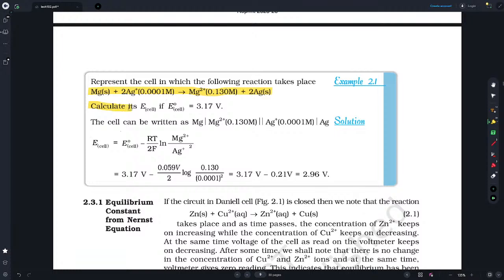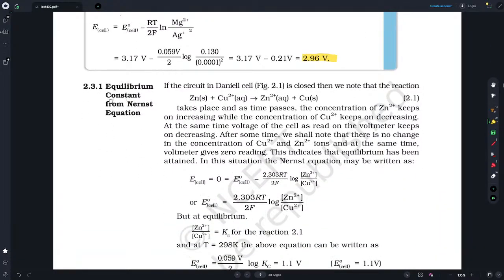And they asked us to calculate E of the cell, where they gave the concentration as 10 power minus 4 molar for Ag+ and 0.13 molar for Mg2+, and they gave that the standard electrode potential of the cell is 3.17 volt, and this is the standard representation. Using the Nernst equation, if we substitute the values, we get E cell approximately equal to 2.96 volt.